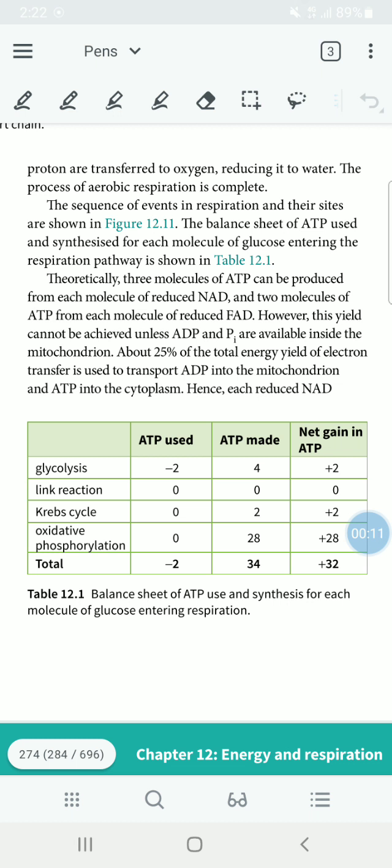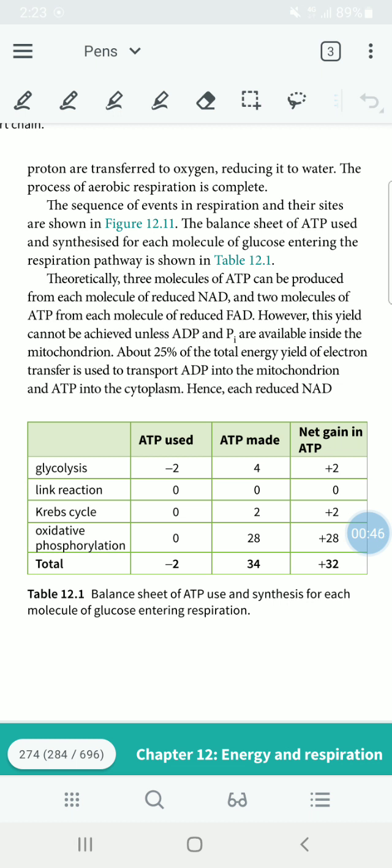Theoretically, three molecules of ATP can be produced from each molecule of reduced NAD, and two molecules of ATP from each molecule of reduced FAD. So from one NAD you can produce three ATPs, and from one FAD you can produce two ATPs. However, this yield cannot be achieved unless ADP and phosphate are available inside the mitochondrion. So that means the ADP and phosphate have to be already there inside.